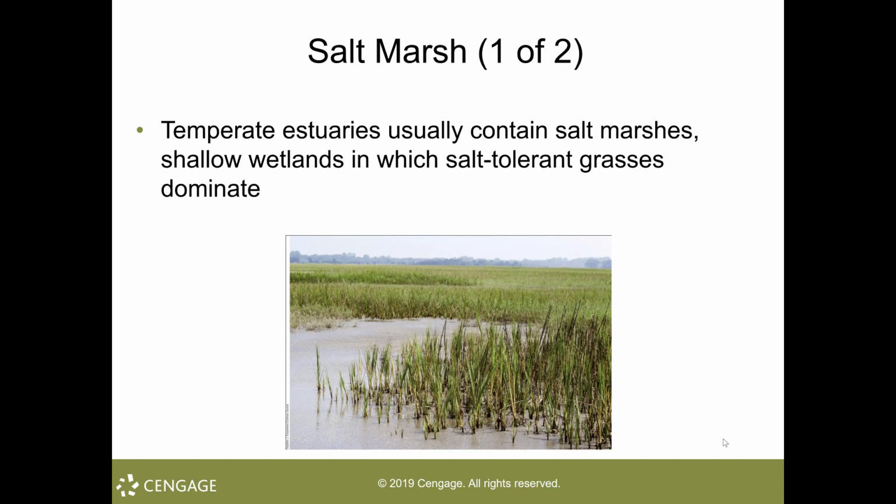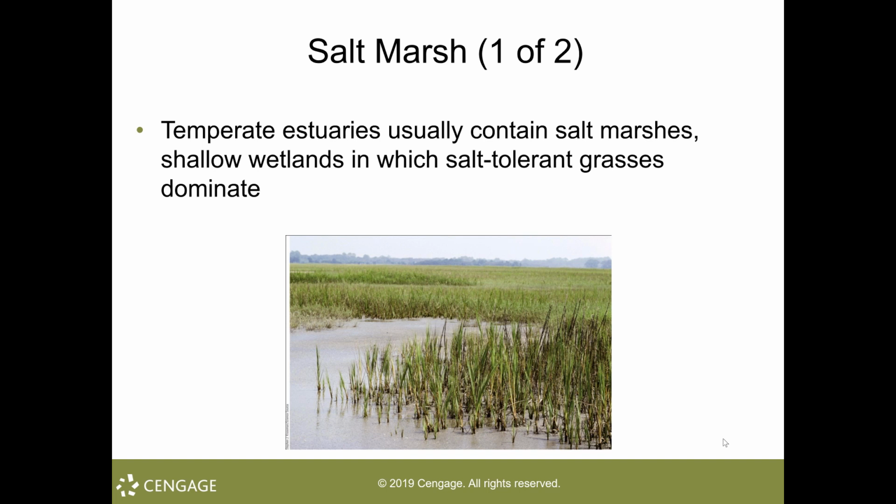The salt marsh is a temperate estuary. This, of course, is the shallow wetlands in which salt-tolerant grasses dominate. Uninformed people have often considered salt marshes as worthless, empty stretches of land. As a result, people have used them as dumps, severely polluting them, or filled them with dredged bottom materials to form artificial land for residential and industrial development.